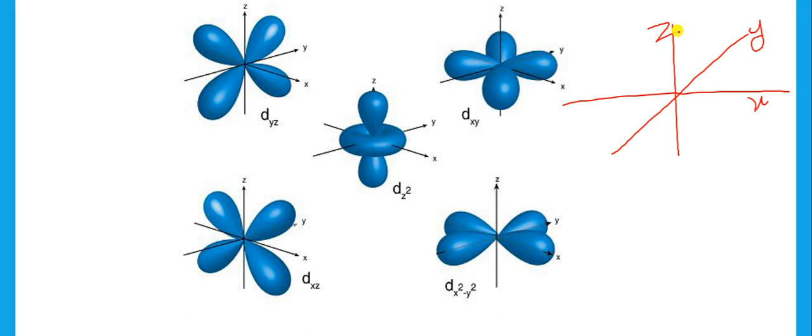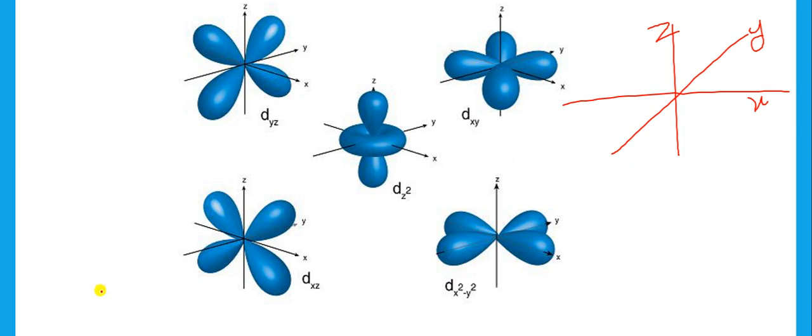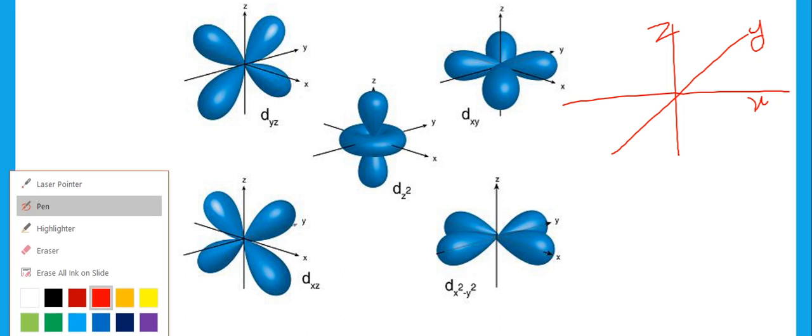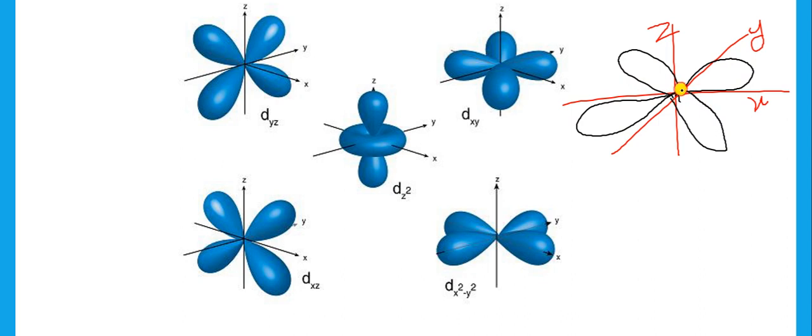Now how will you draw dxy? Dxy should be drawn between x and y, and opposite to this you will draw it like this. And dyz is between the y and z axis. In between the y and z axis you will draw this first loop, and the second loop will be perpendicular to this first loop.